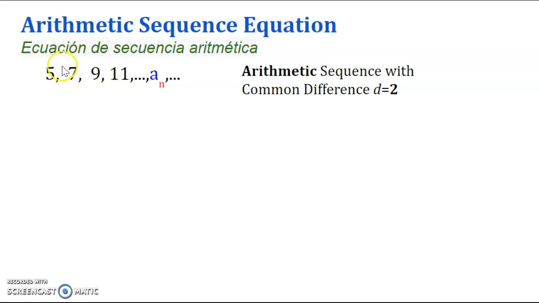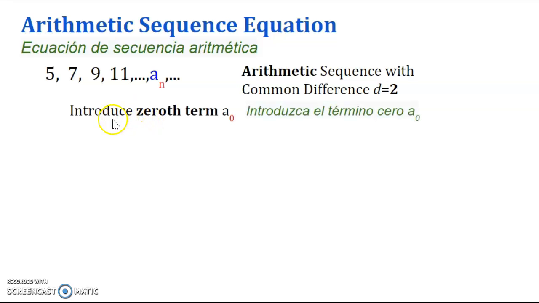To do that, first, if you have the sequence 5, 7, 9, 11, and a sub n refers to some term number with n being a variable. So n is a variable, and a sub n refers to the nth term and what is the value of the nth term. The first thing you decide is this is an arithmetic sequence because you are adding 2 to the previous term to get to the next term, right? The common difference is 2.